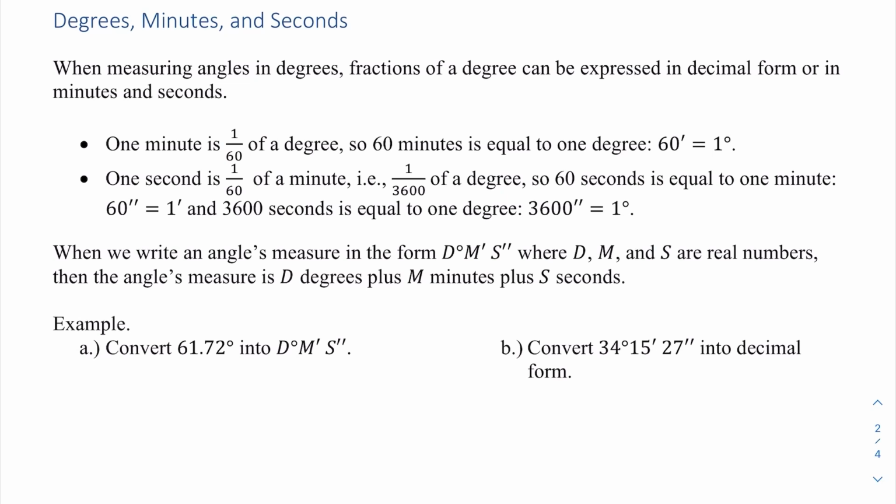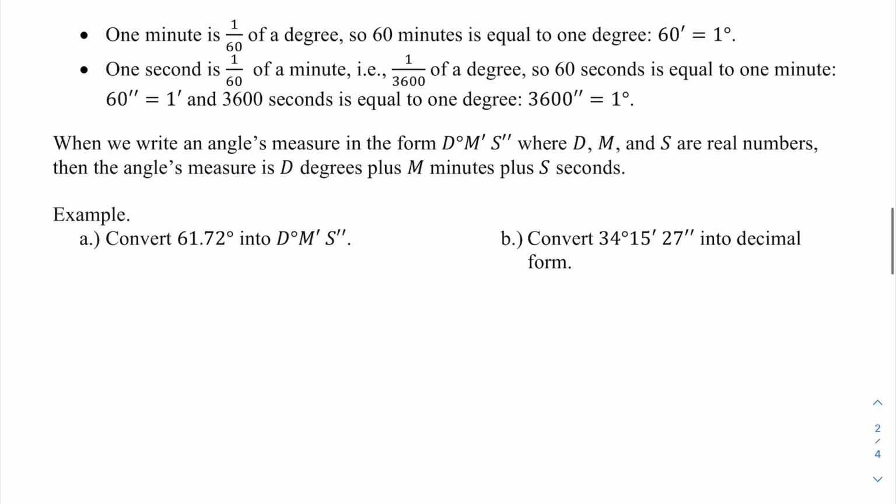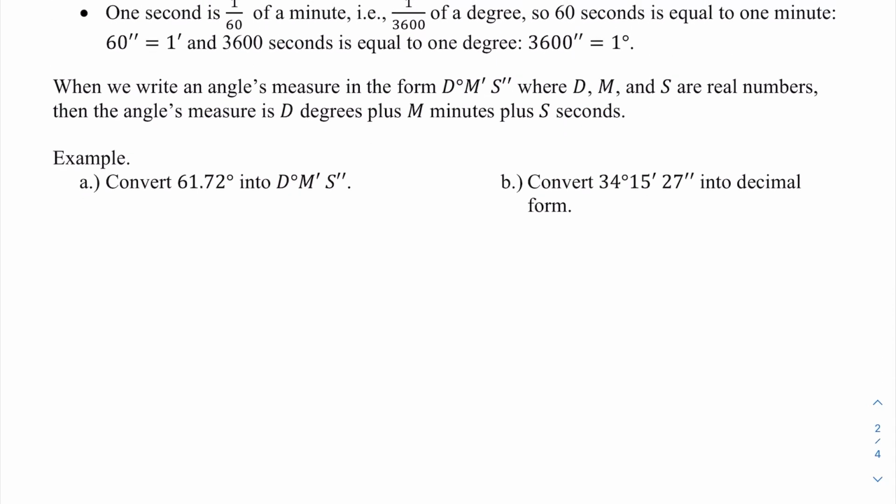When we write an angle's measure in the form d degrees, m minutes, s seconds, where d, m, and s are all real numbers, then the angle's measure is considered d degrees plus m minutes plus s seconds. So our job is to take some angle given in the fraction of a degree form and put it into degrees, minutes, seconds, or convert degrees, minutes, seconds back into decimal form and just be comfortable going back and forth. So let's take a look at these two examples.